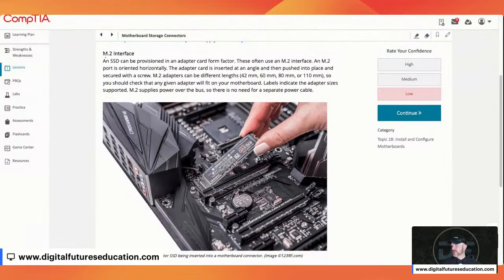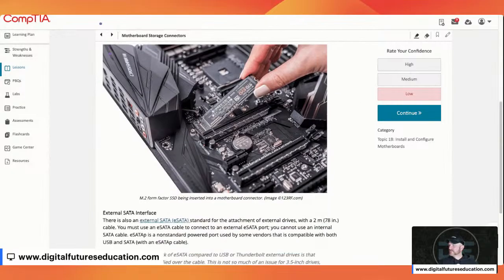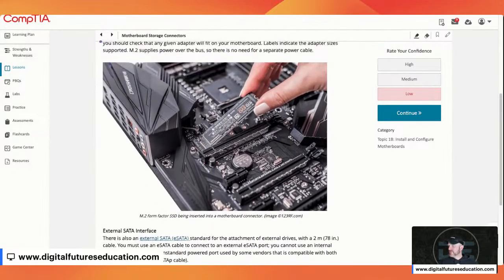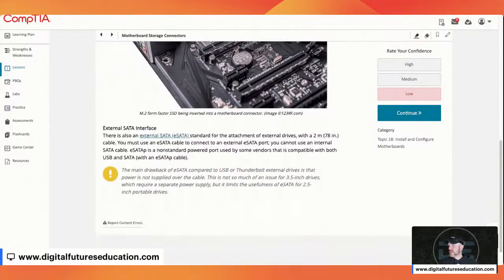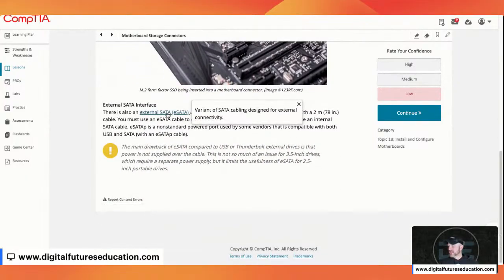An M.2 interface SSD can be provisioned in an adapter card form factor. These are often used in the M.2 interface. An M.2 port is orientated horizontally. The adapter card is inserted at an angle, then pushed into place and secured with a screw. And there's a photo here. And then we have the external eSATA. It's a variant of SATA cabling designed for external connectivity.